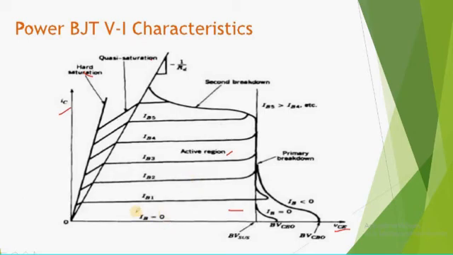Now initially the base current will be equal to 0, at that time the collector current also will be 0 and the transistor will be in the cutoff region. While we keep on increasing the base current, the collector current also increases, and this is active region, and in this region the transistor acts as an amplifier. When the maximum collector current flows and if we keep on increasing IB, the transistor will go into saturation region. And saturation region is divided into 2 parts: quasi saturation and hard saturation.